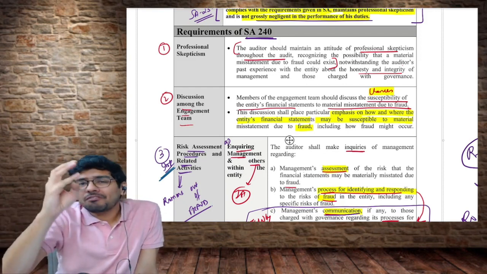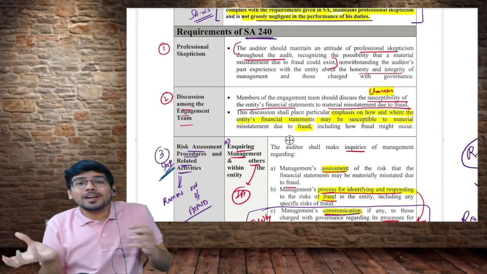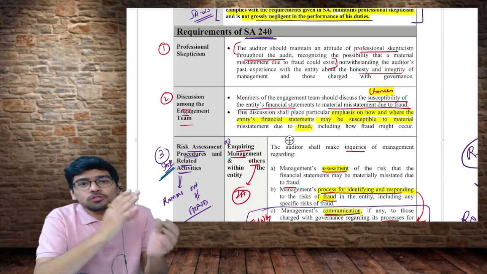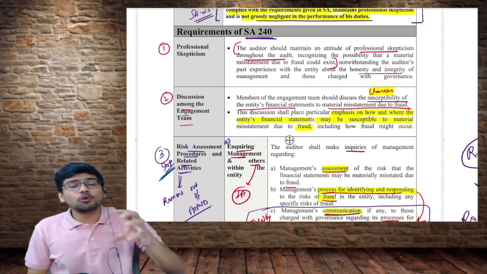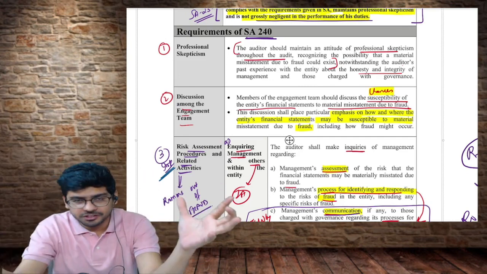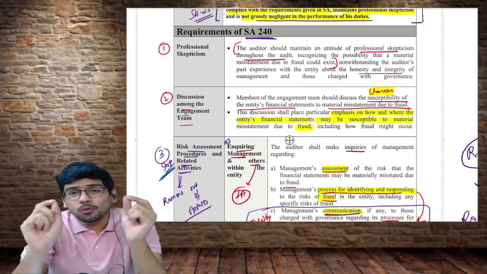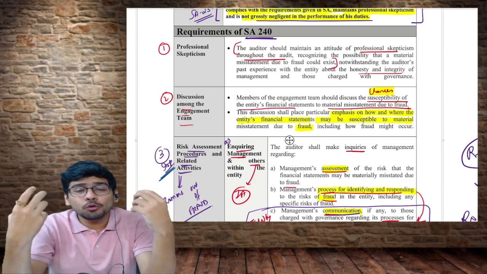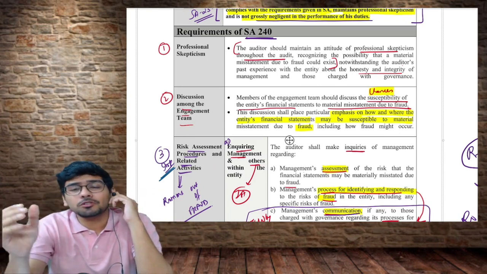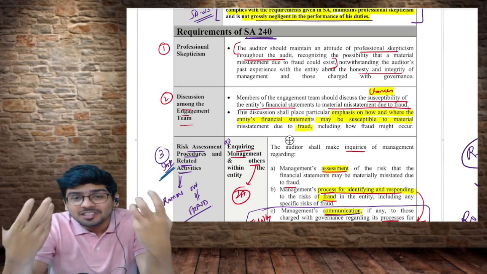After having identified and assessed the ROMs, the auditor needs to respond to those risks. How is he going to respond? He is going to design overall procedures for ROMs due to fraud at the financial statement level. He is going to design further audit procedures for ROMs at the assertion level.